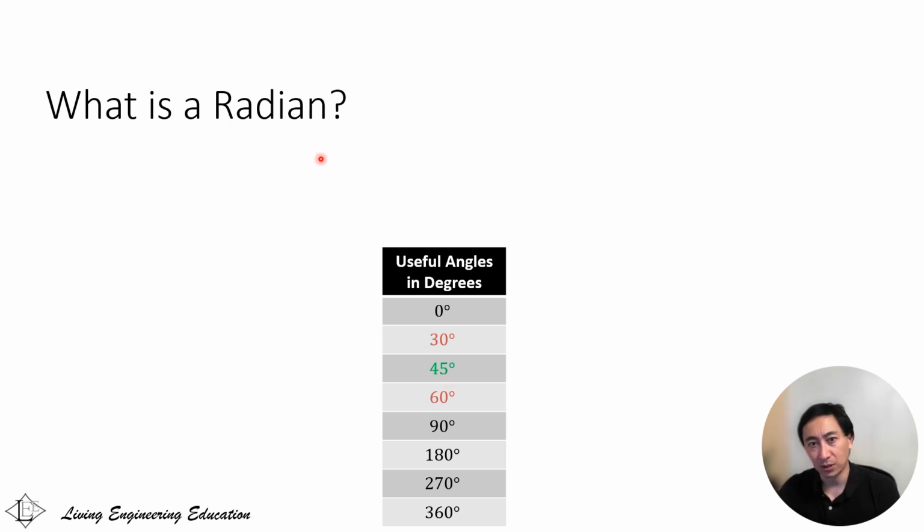You've probably heard about the concept of a radian, and you know it has something to do with degrees. But why do we even use a radian as a unit? And why don't we just stick to degrees? Now, there's a very useful reason, right?